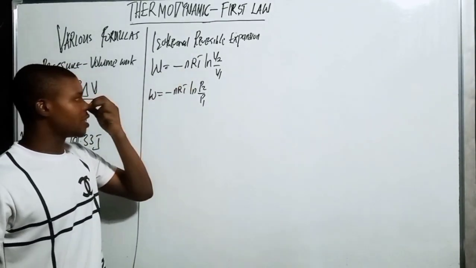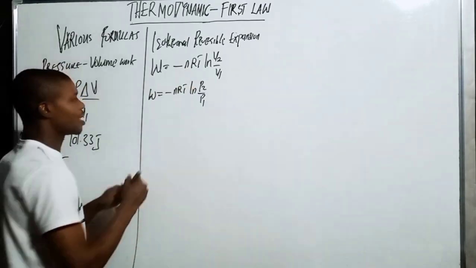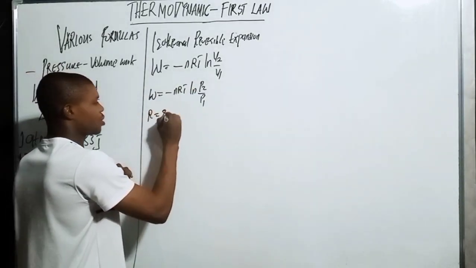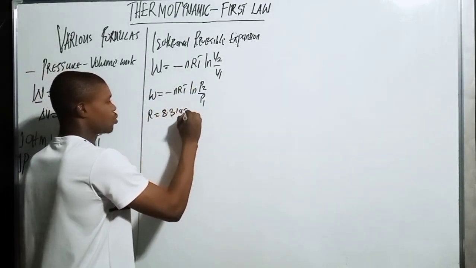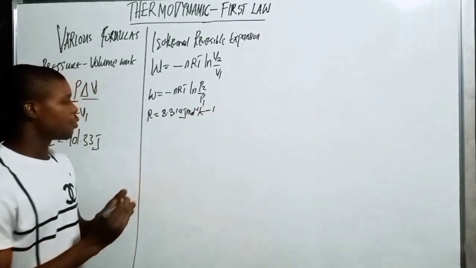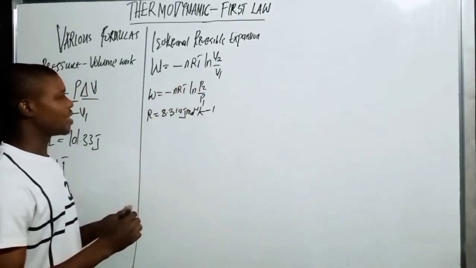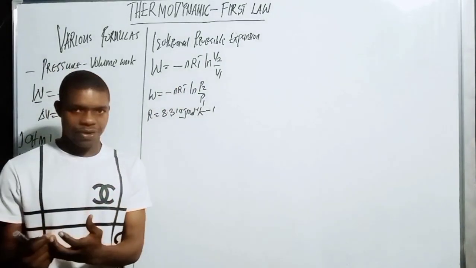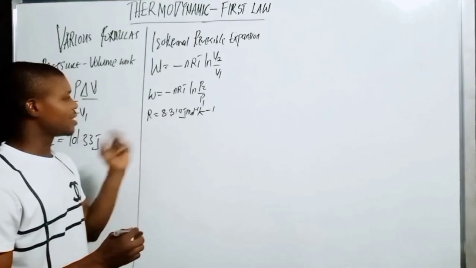n is the number of moles. R is the gas constant, so R is equal to 8.314 joules per mole per Kelvin. T is the temperature, and the temperature must be in Kelvin. Do you understand? T must be in Kelvin.